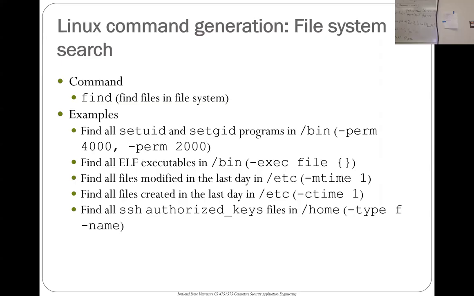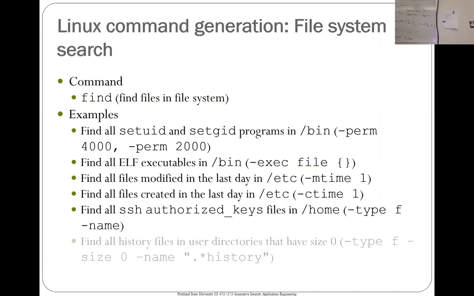Find all SSH authorized keys in /home. So get regular files with the name authorized_keys would be the one in that case. And then here's one that will detect adversarial behavior. Find all history files in user directories that have size 0.